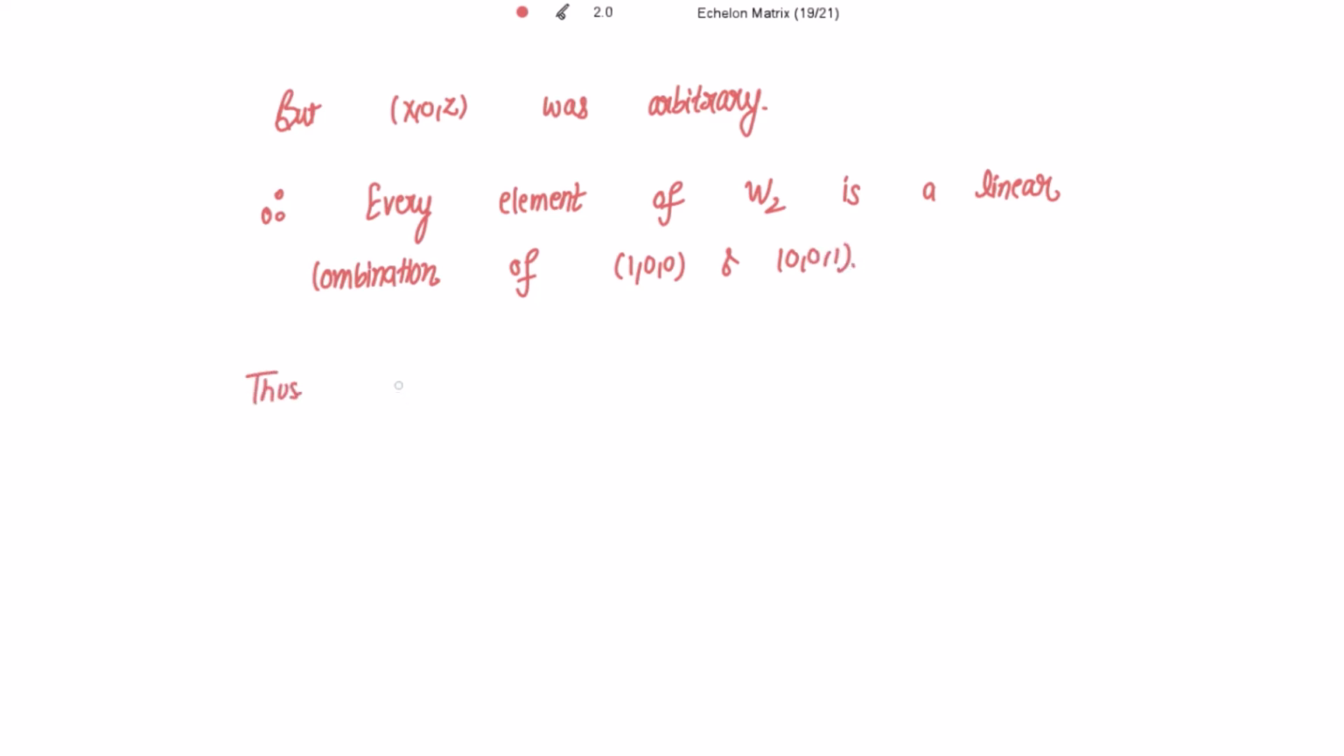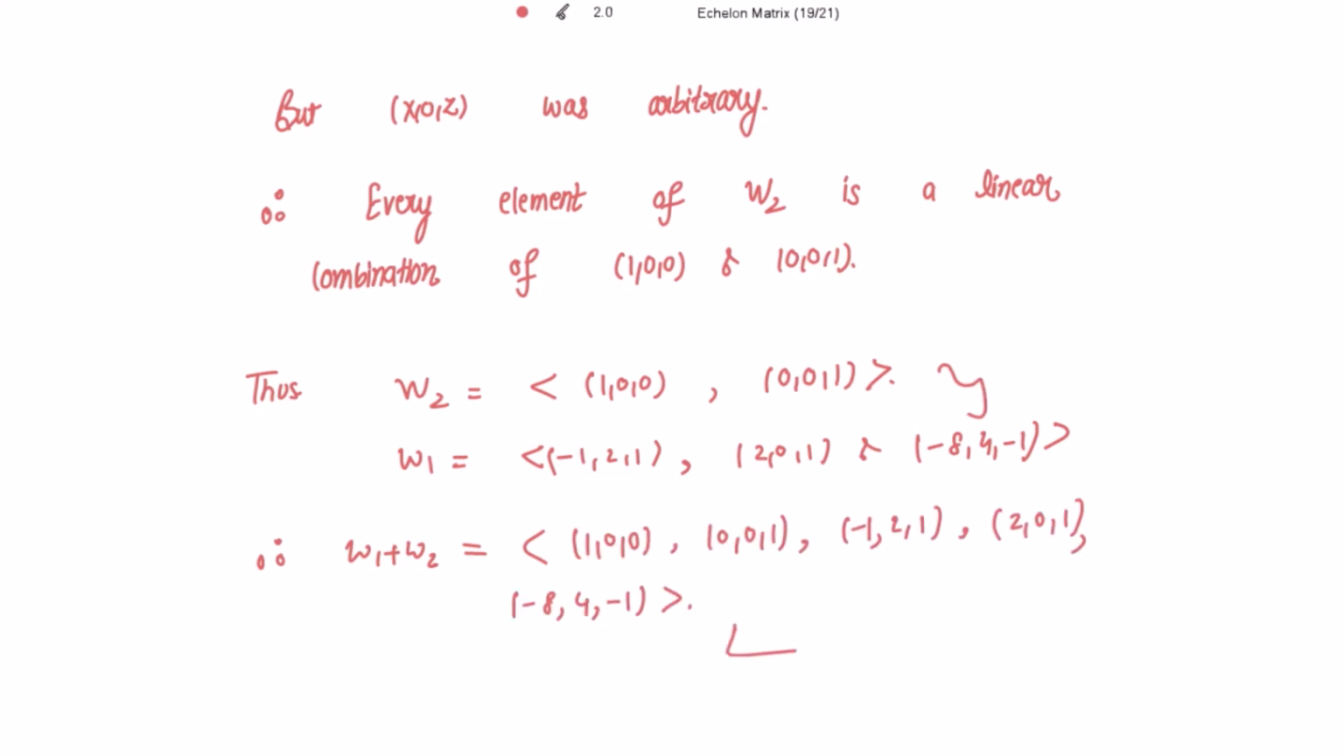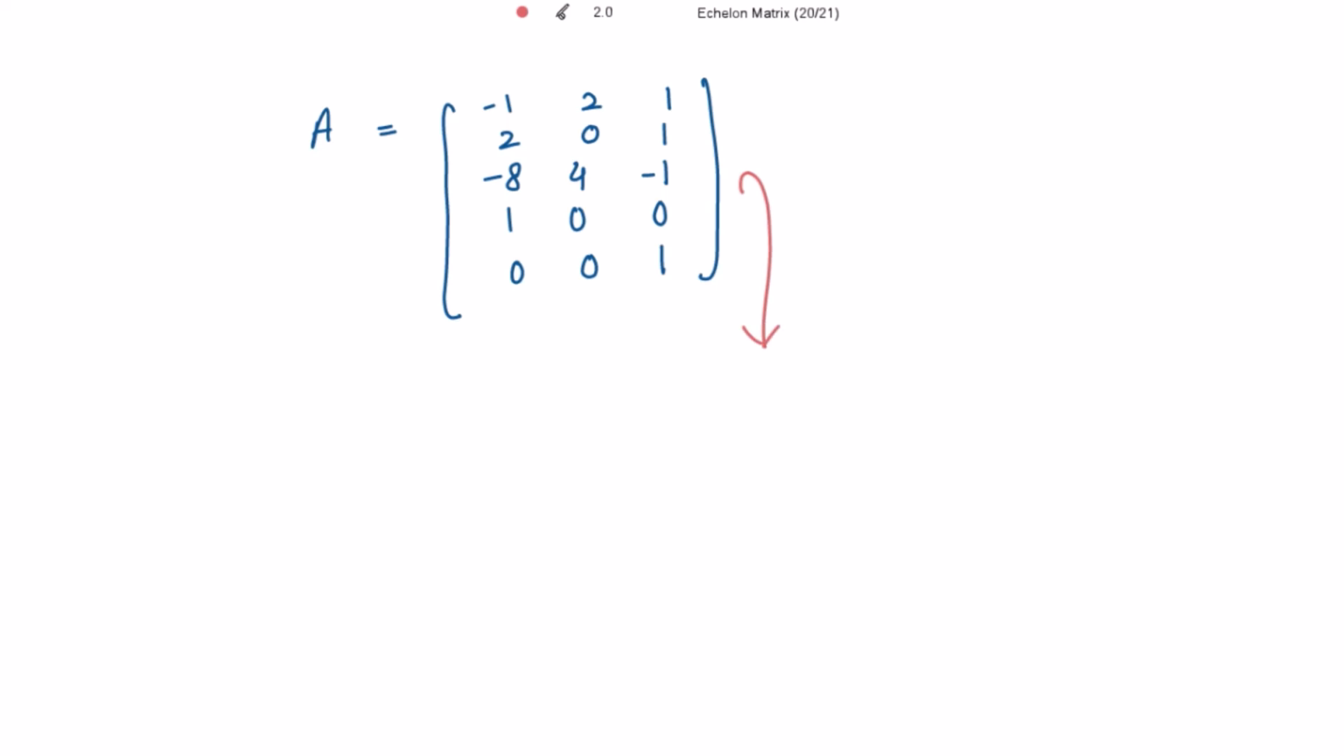Thus, W2 is generated by these two vectors and W1 is given to us, it is generated by -1, 2, 1, 2, 0, 1 and -8, 4, -1. So therefore, the sum of the subspaces is generated by all these five vectors. Let's write these vectors in a matrix form now. We need to transform this matrix into an echelon form, right?